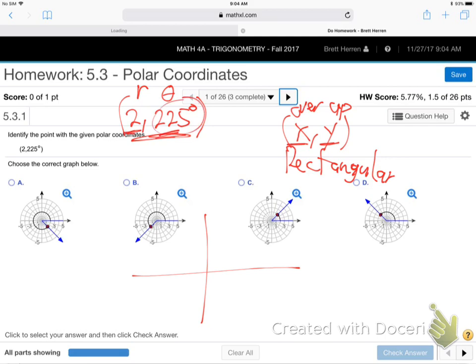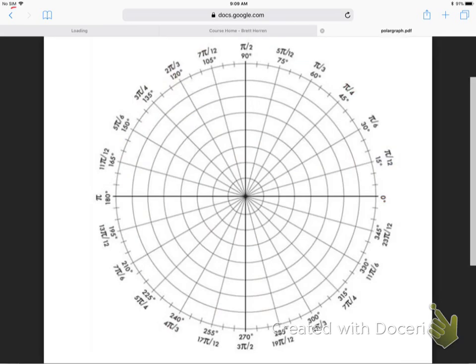Now theta is the angle. So remember, it's like you turn the cannon to that angle, and then R is the distance you fire the cannonball out. So let's go. I like to use the polar graph. Let's go back over here. So 225. So here's the cannon. The cannon is sitting right at the origin, and then you turn the cannon to face 225 degrees.